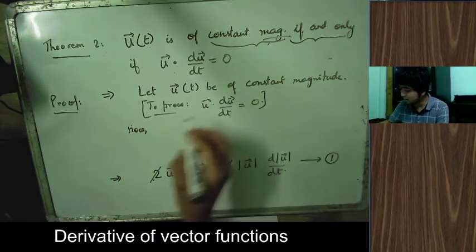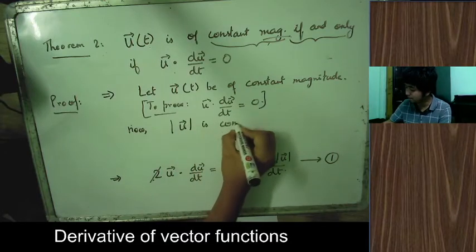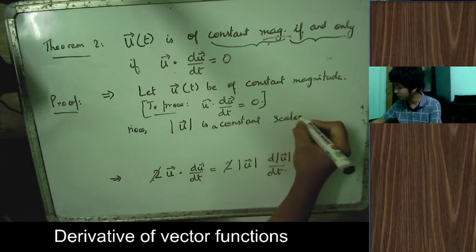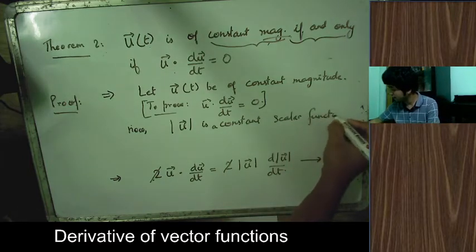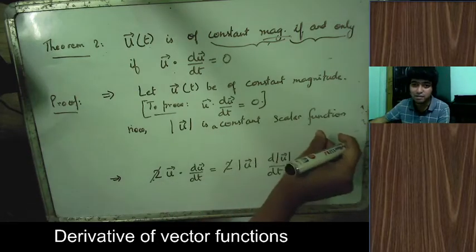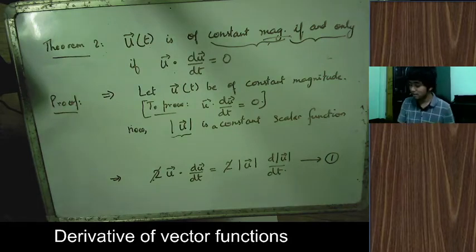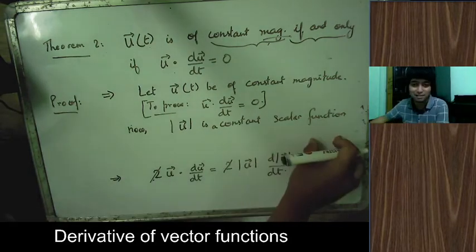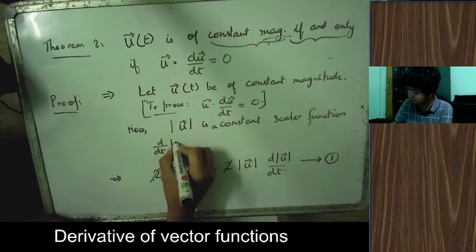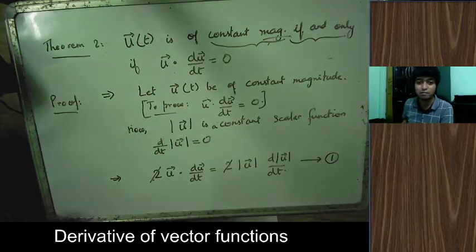U bar is of constant magnitude. So this one will be constant. It's a constant scalar function. It is a scalar because it is the magnitude. And if it is a constant, so what will we be having? So this one will be equal to 0.